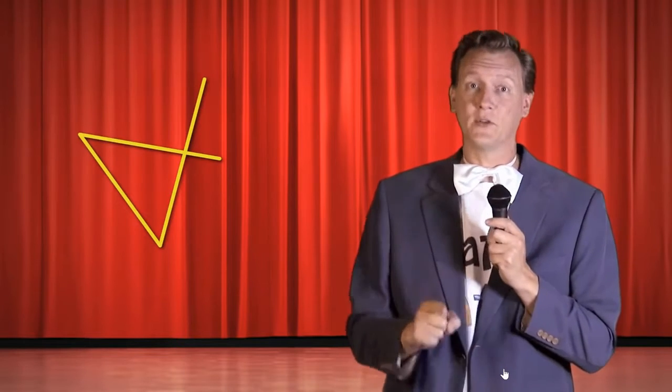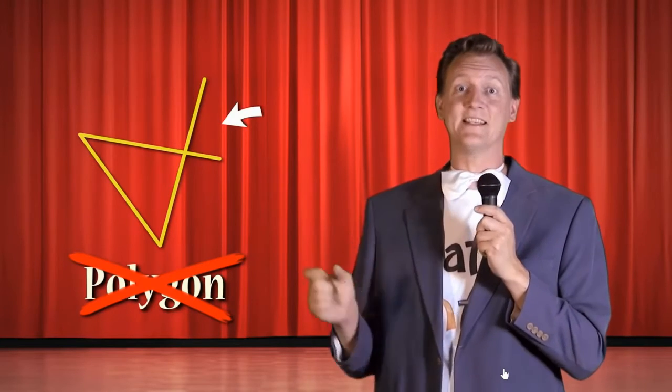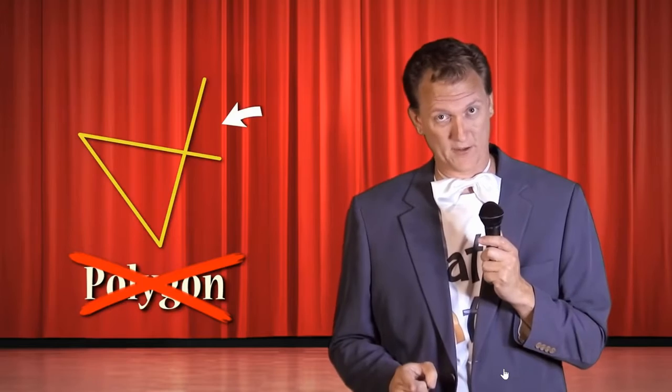And what about this guy here? Is this a polygon? Well, it is just straight lines, but two of those lines cross. And if any lines cross, it can't be a polygon. Plus, he has this big open end here. So this guy is definitely not a polygon.